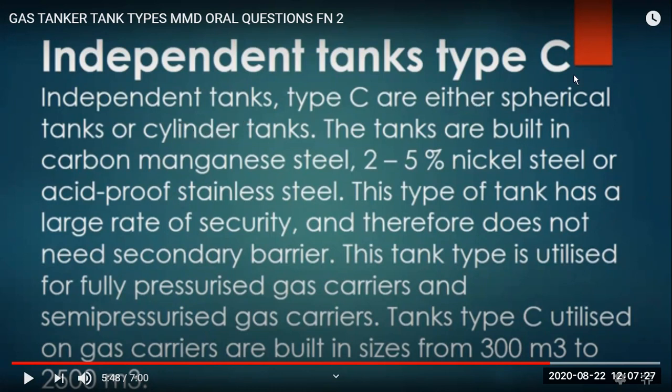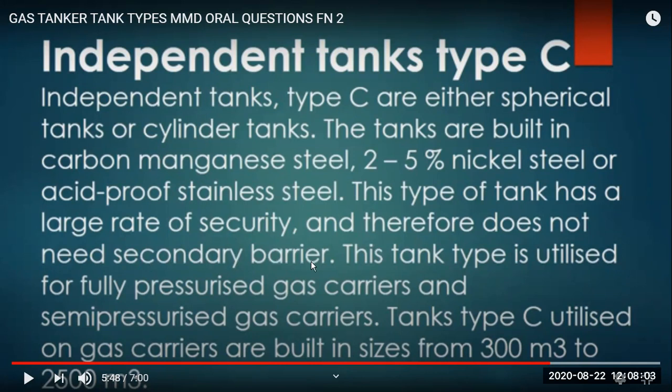shape or spherical shape to distribute the pressure all around. Because if pressure is acting at a point, as it would in a rectangular tank, it will destroy the tank. If it is a cylindrical tank, it will be equally distributed all around. And tanks are built of carbon manganese steel, 2.5% nickel steel, or acid proof stainless steel. This type of tank has a large margin of security and therefore does not need a secondary barrier.